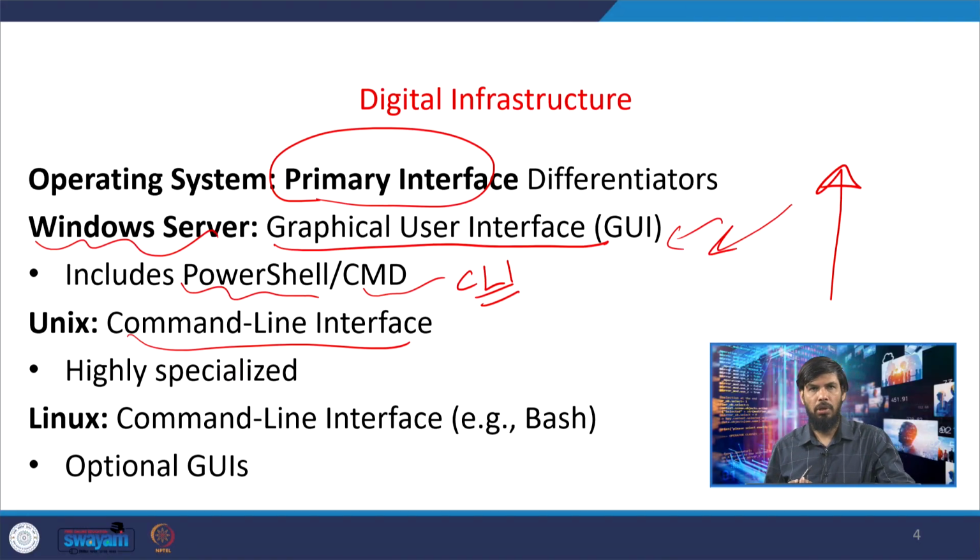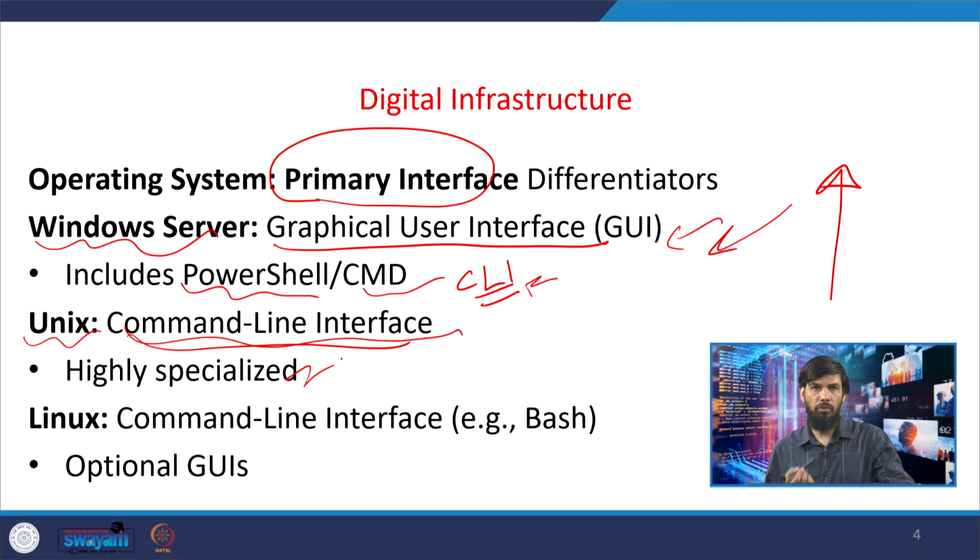Businesses which are not running something that is very critical, where IT might be just a supporting role to run the business, might go for the ease of use that is offered by Windows Server, and the CLI interface is also supported. Then Unix, so this is command line interface, so this is highly specialized.